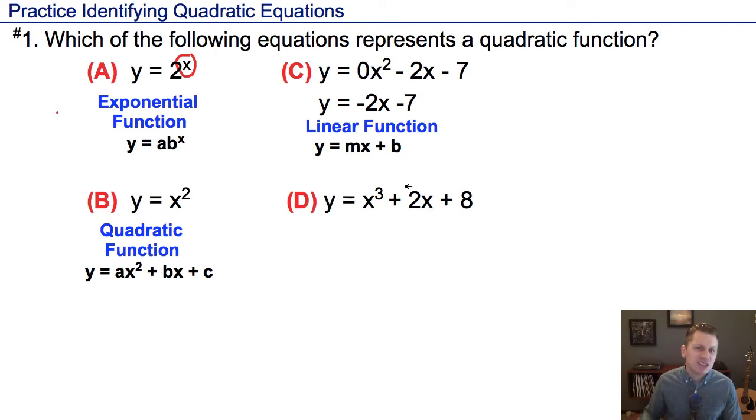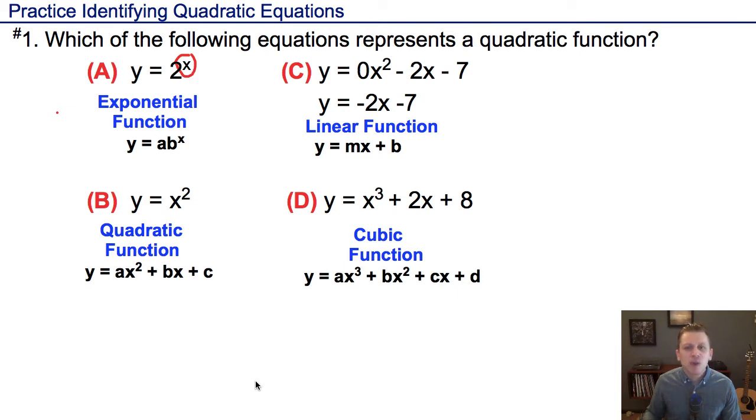Choice D looks like it could be a quadratic function, but this is actually a cubic function because the highest power here is a 3. This would be something of the form ax cubed plus bx squared plus cx plus d, and obviously it's missing that bx squared term, which is fine. Either way, because the highest power is 3 here, it is not a quadratic function, but a cubic function.